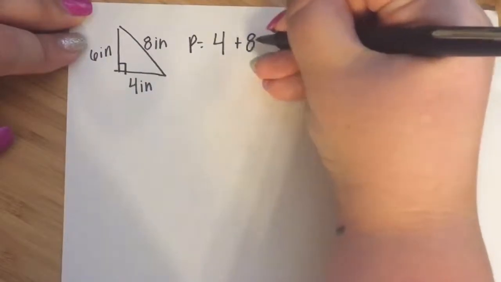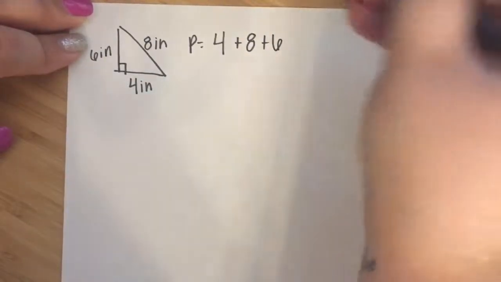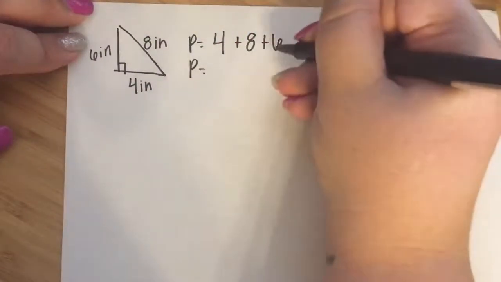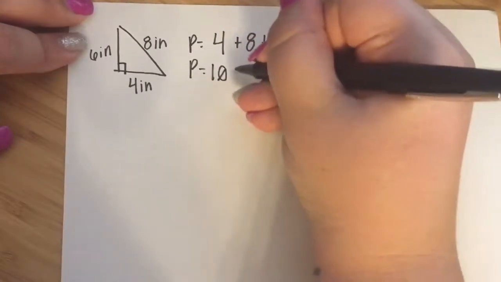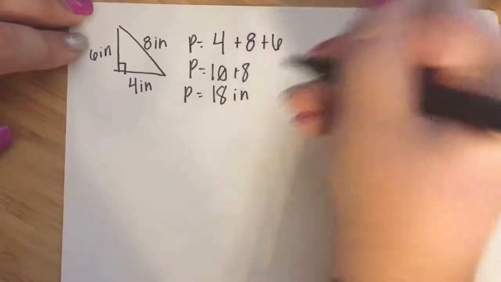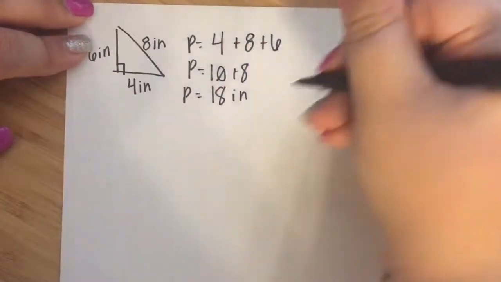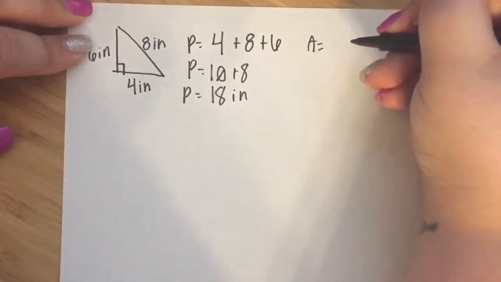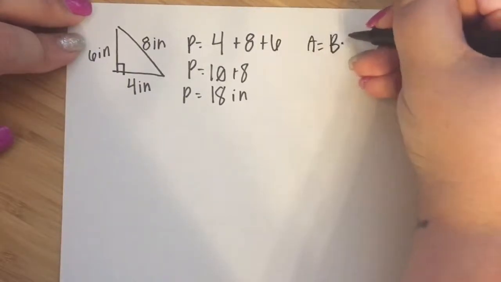So our perimeter is the sum of 4, 8, and 6. Right? I'm just adding those up. That's pretty straightforward. It's the distance around. Maybe you're making a garden and you want to know how much lumber to buy to make the outside. That's a great way to find the perimeter. In this case, it's 18 inches.